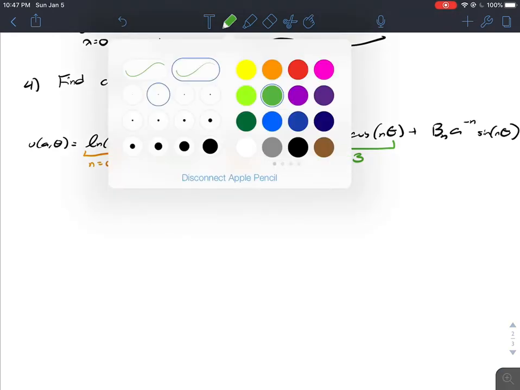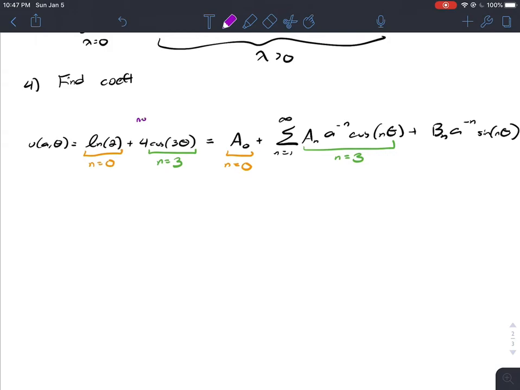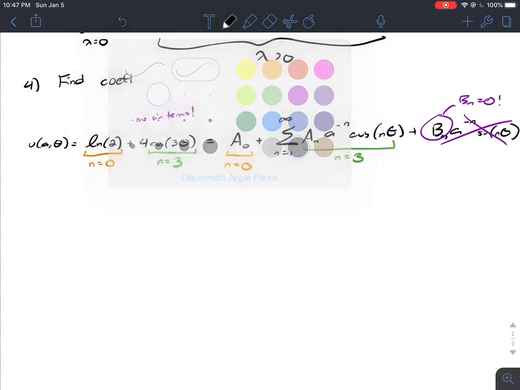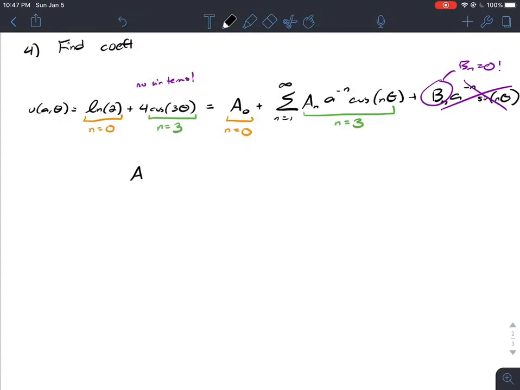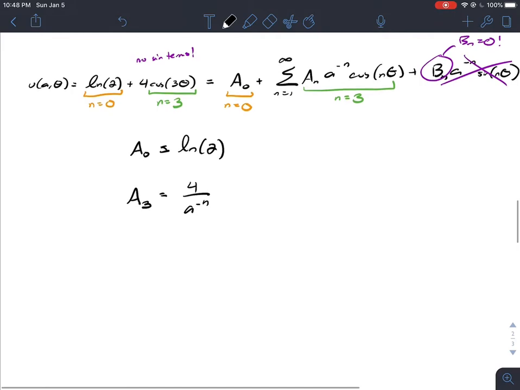But notice on the left-hand side, we don't have any sine terms, right? No sine terms. So therefore, on the right-hand side, this b_n is equal to 0. Because of no sine dependence, we can just cross this out and ignore it for the rest of the time now. Okay. So just by matching, a0 is going to be equal to the natural log of 2. And then also by matching, because this corresponds to the third a, a3 is equal to 4 divided by a to the negative 3. And those are our coefficients now.